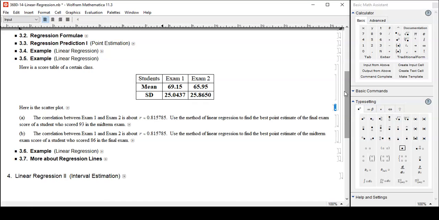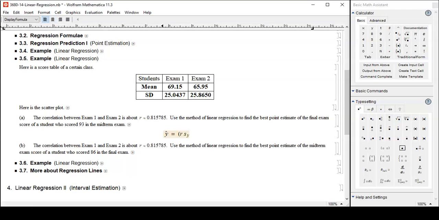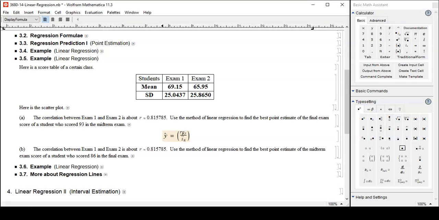Use a method of linear regression to find the best point estimate of the final exam score for a student who scored 93 in the midterm exam. That's not too bad. y hat is r Sy over Sx, that's the slope, times x minus x bar, plus y bar.